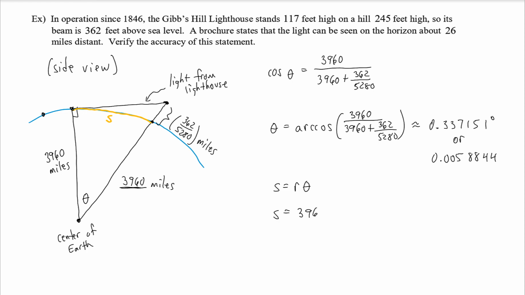So S is going to be 3,960 miles times 0.0058844. Let's see what that's going to be. That's going to be 23.3 miles. Now, by the way, this would be what are called statute miles, miles that don't account for the curvature of the Earth. Nautical miles account for the curvature of the Earth. But in this case, S is 23 miles. That's not a huge distance on the surface of our planet. So I don't know if the curvature is going to matter a whole lot here.